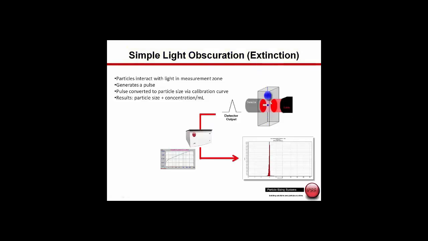As a particle passes through a constricted flow in the measurement zone, the particle interacts with light and generates a pulse. This is fed through a pulse height analyzer, which then uses a calibration curve to convert each pulse into a particle size. One at a time, we build the particle size distribution and also count the particles and report results in particles per milliliter.